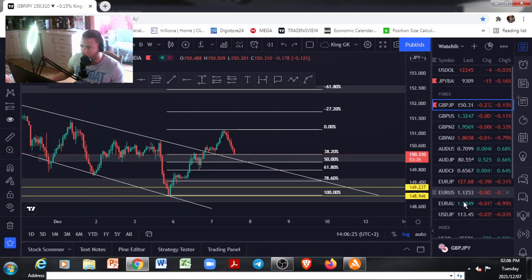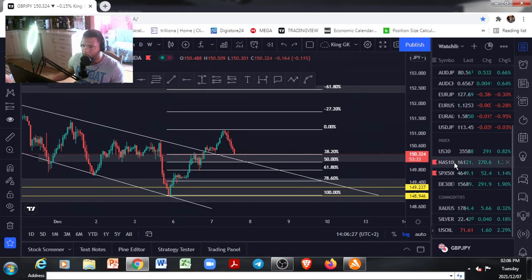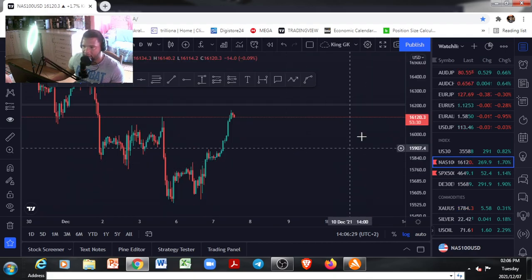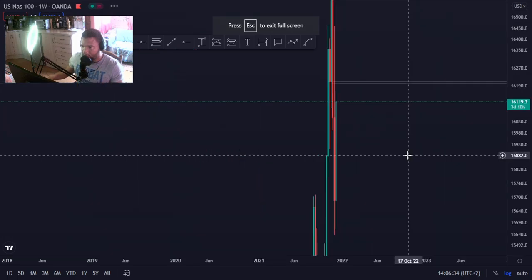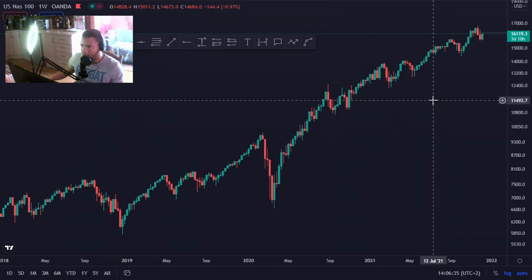So if we scale down to our last and final pair, that is NAS100, guys. Let's jump off from our weekly time frame. Let's see the overall market condition and behavior and flow.